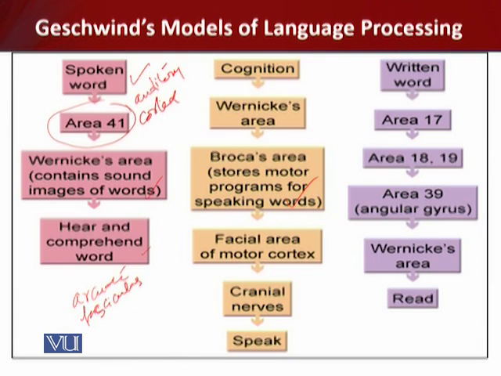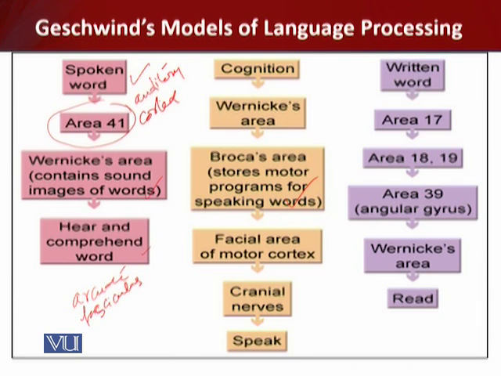Instructions for speech are sent from Broca's area to the facial area of the motor cortex, and from there, instructions are sent to facial motor neurons. These neurons are in the brain stem, which relays movement orders to facial muscles.